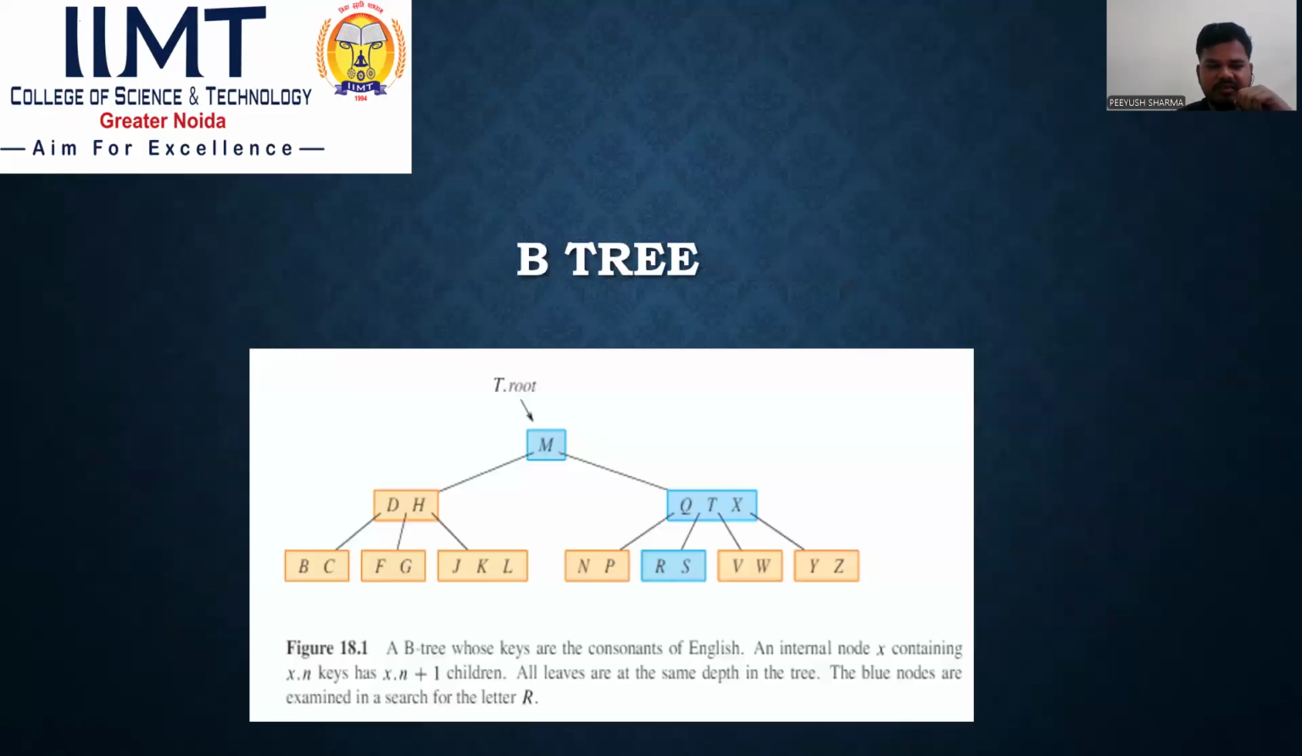Here we can see that m is the root, and m has two children. The left child, which is a node, contains two keys, d and h. The right child contains q, t and x. Similarly, d and h have three children, and q, t and x have four children. Here the degree is not defined, right? Here the degree is not defined.